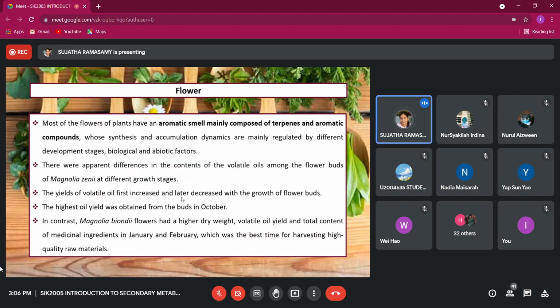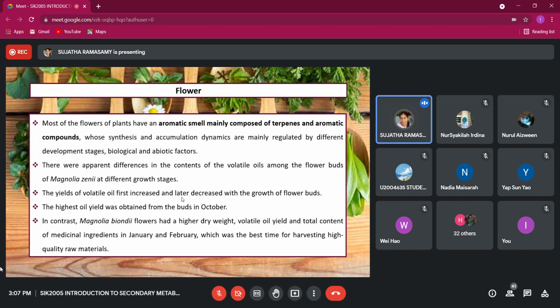Okay, let's look at flower. Okay, if you smell the flower, it smells good, aromatic. Why? What contributes to this aromatic smell of the flower? The terpenes. Okay, and also the aromatic compounds. And of course, different stages will have different accumulation of these terpenes.